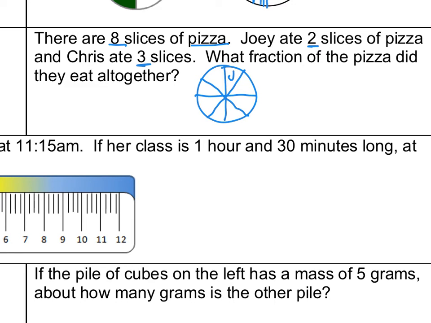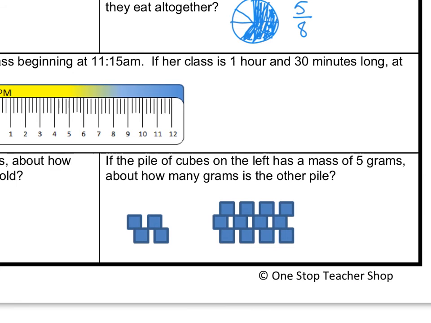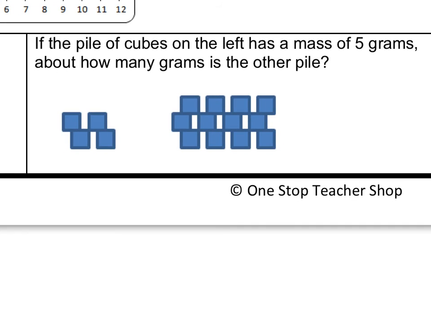So Joey ate 2 of them. Chris ate 3. What fraction of the pizza did they eat altogether? If we color all these in, we have 5 slices out of 8. So they ate 5/8 of a pizza. And we've already answered the one about the elapsed time. So now let's go down to our measurement one.